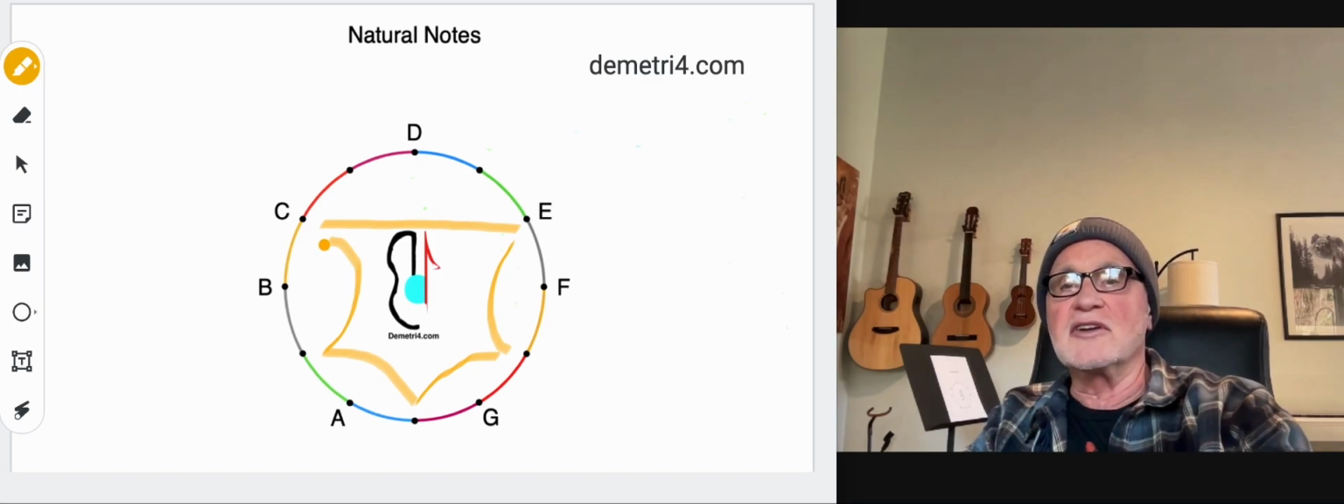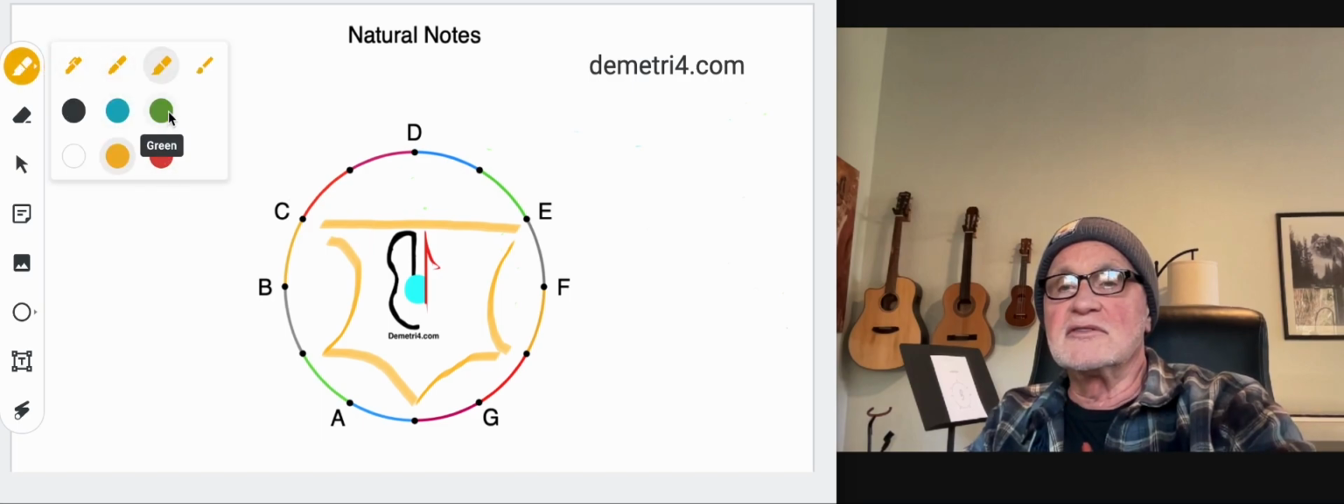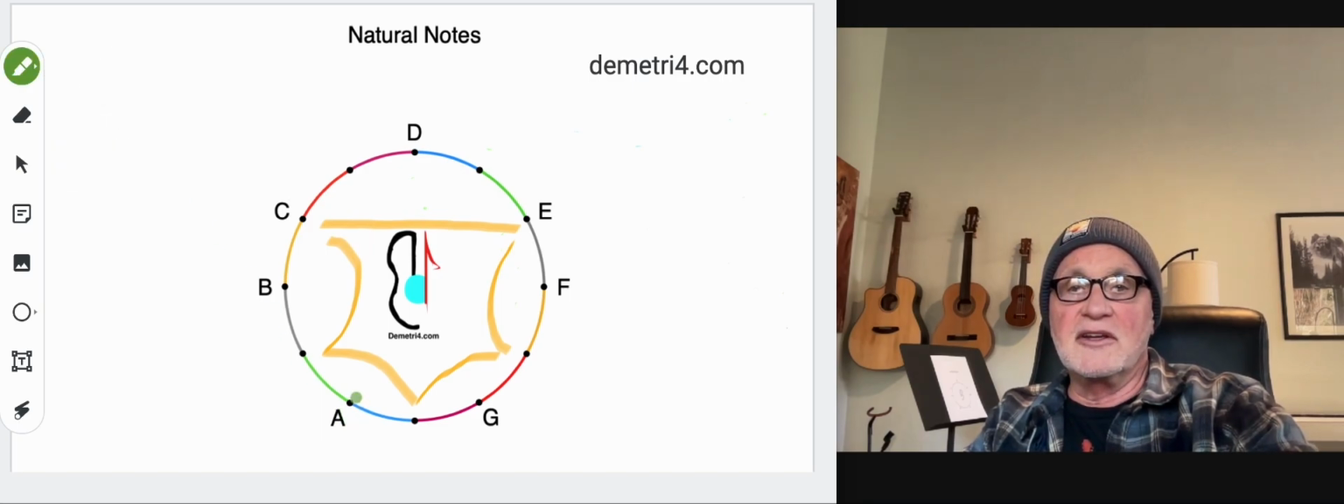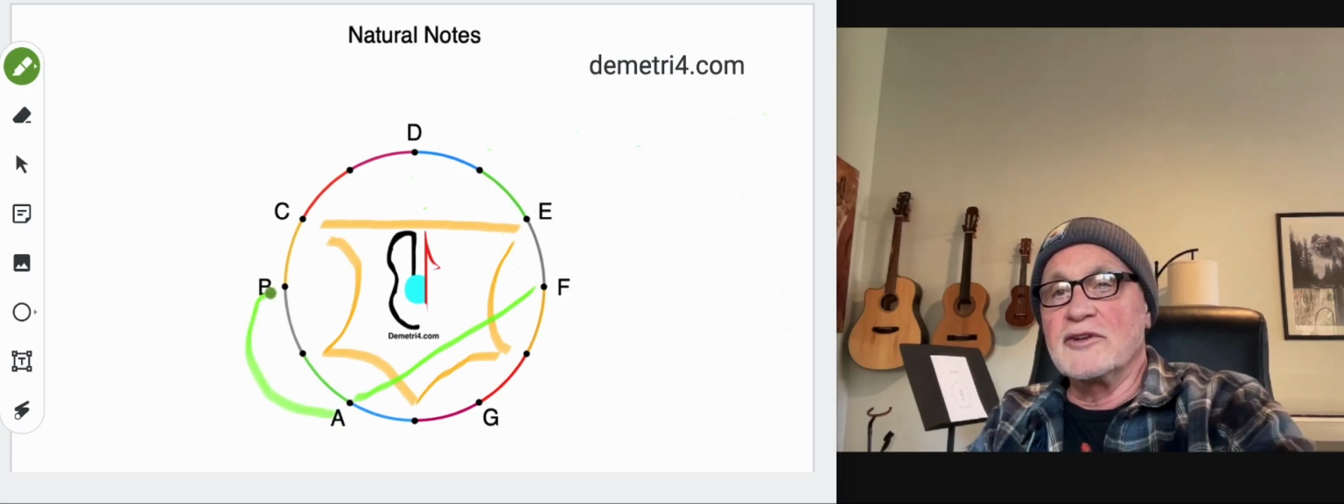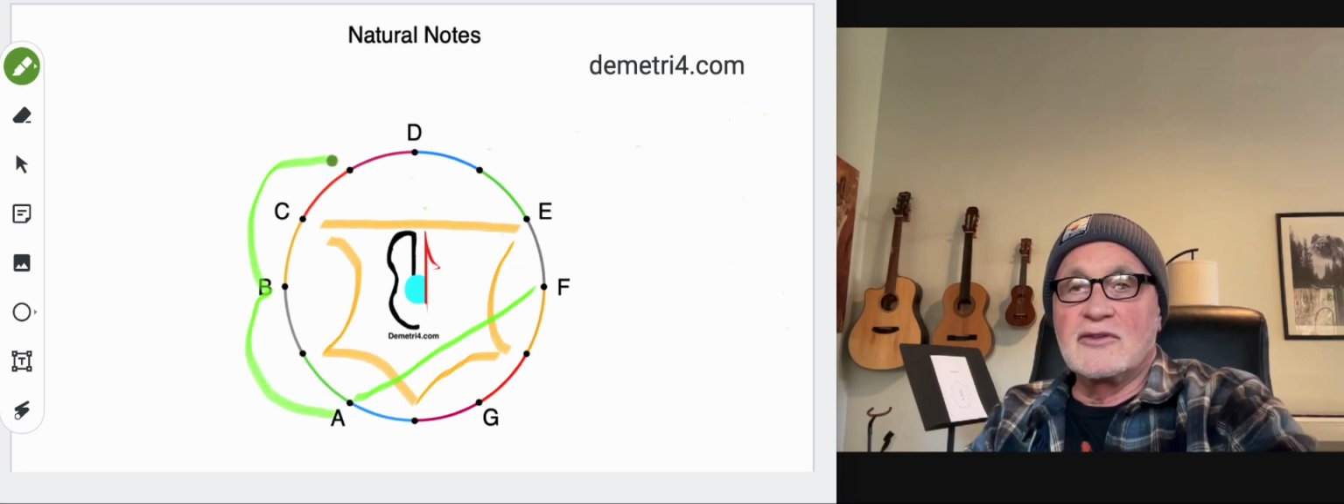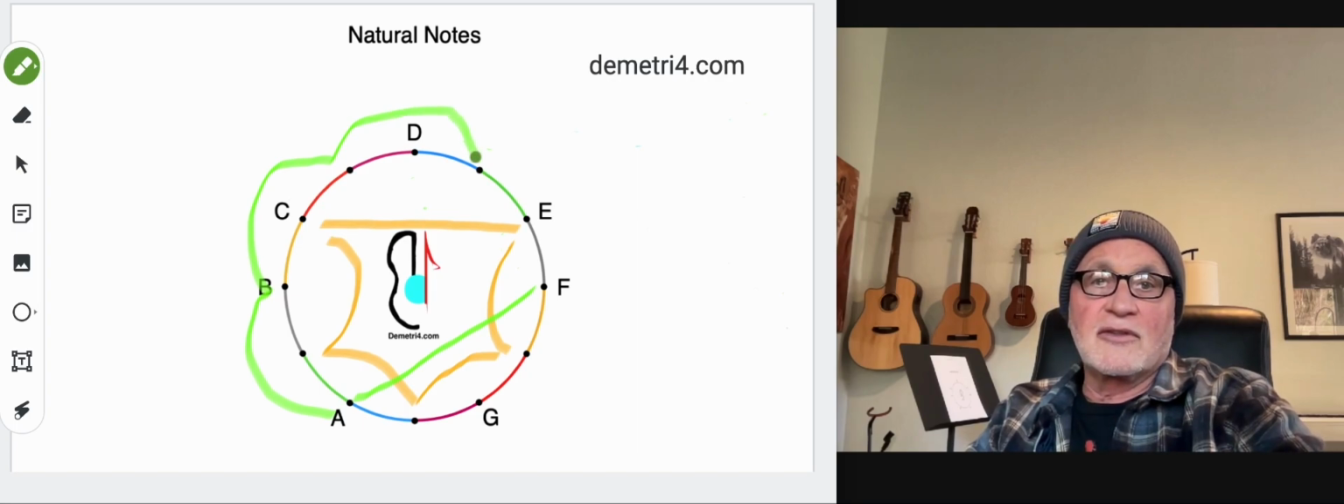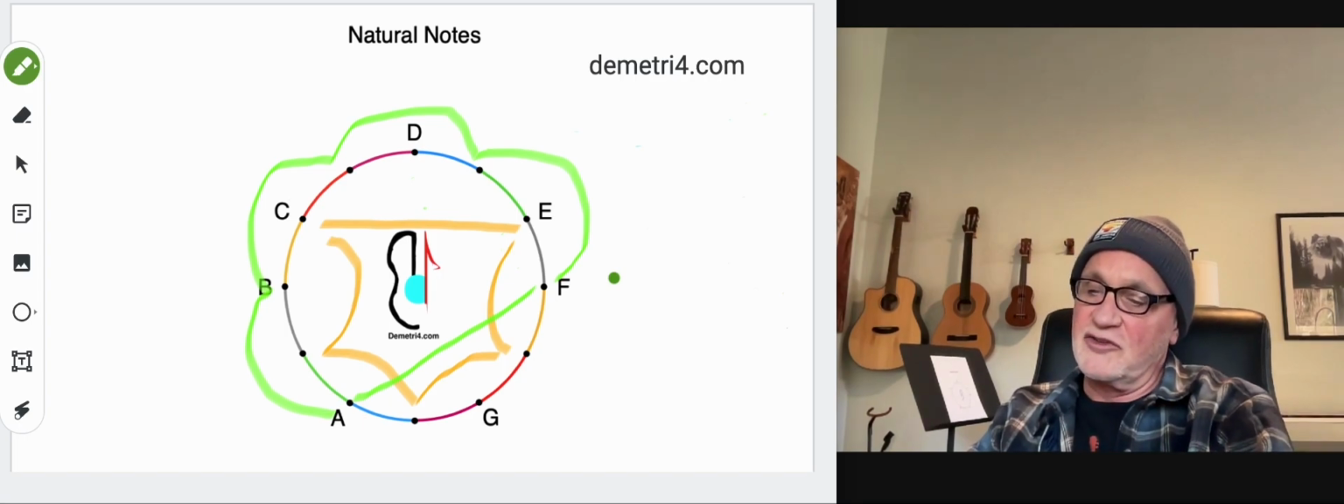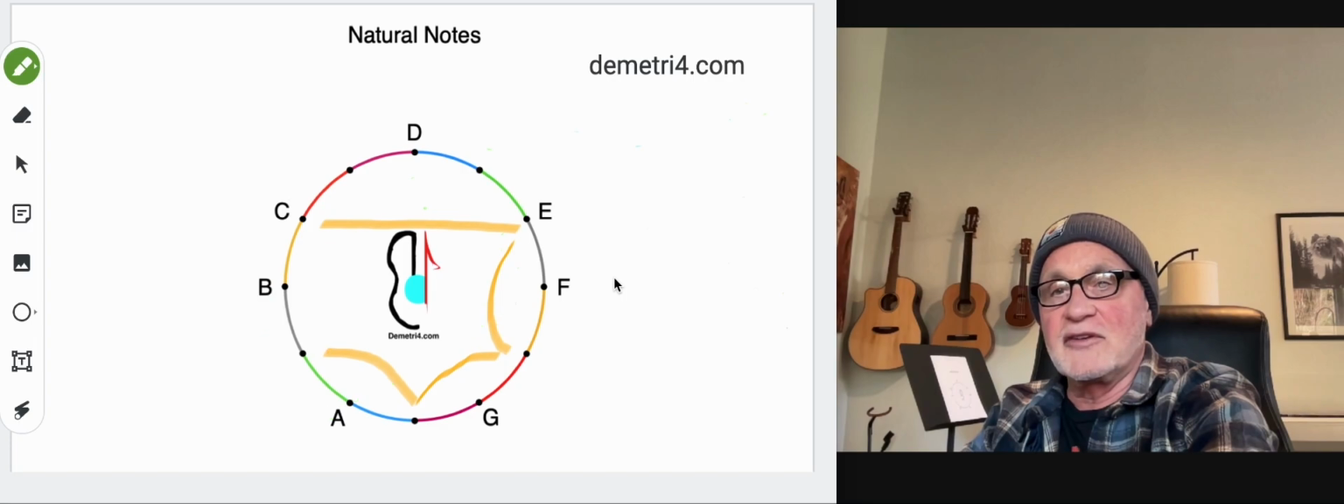So let's do that one, A to F. Let's do a different color. So we're going from A to F. Remember, A is the lower note. 1, 2, 3, 4 whole steps, minor sixth. And B to G is 4 whole steps, minor sixth. There are 2 qualities to sixth intervals in the major scale, major sixth and minor sixth. Now we're going to move on to seventh intervals.